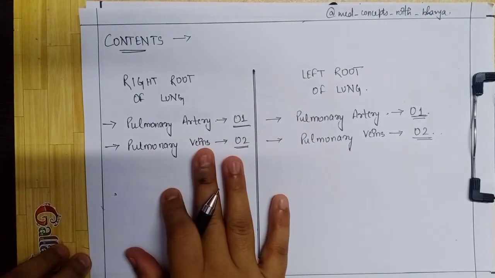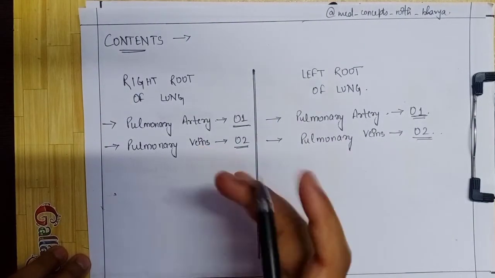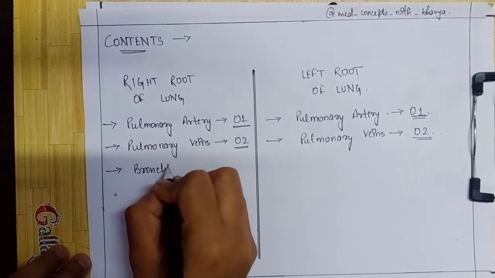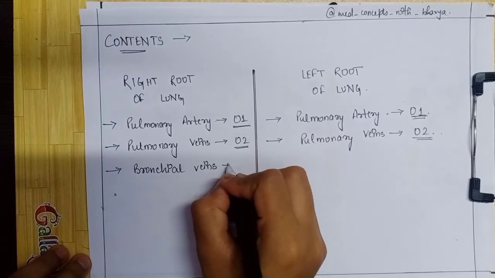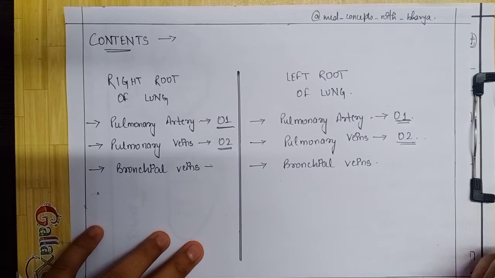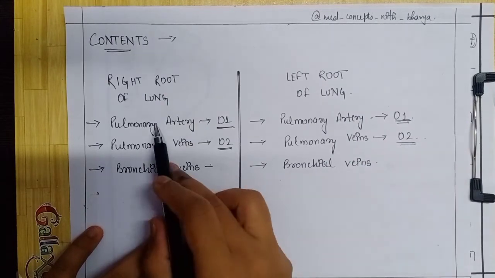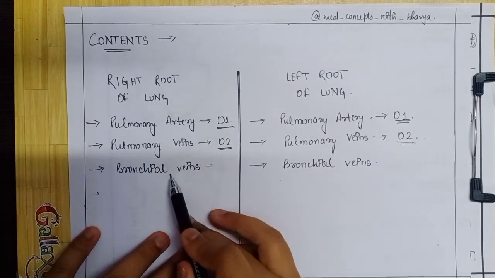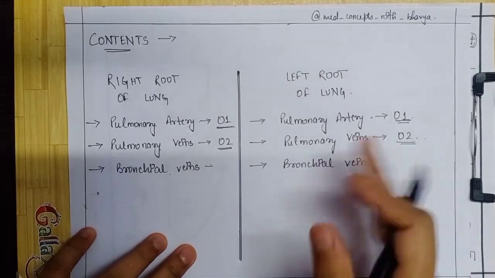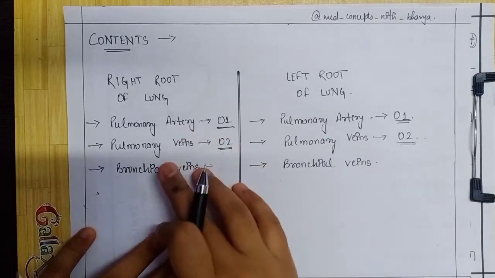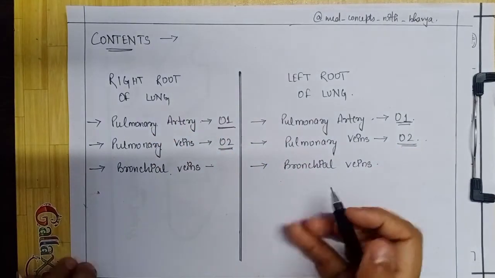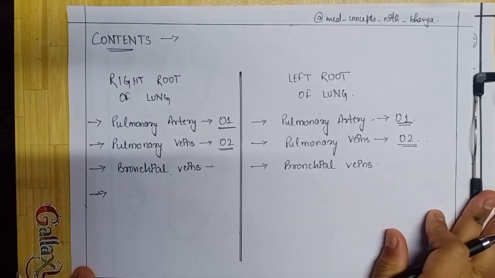This is common. Then we also have something which is common, which is your bronchial veins. We have bronchial veins on both the sides. See, you can remember it like that. Common things are pulmonary artery, pulmonary vein, bronchial vein and bronchial artery. I have changed the order, but you can remember it as two arteries and two veins: pulmonary and bronchial arteries, pulmonary and bronchial veins. So you have to remember how many are present on what side.